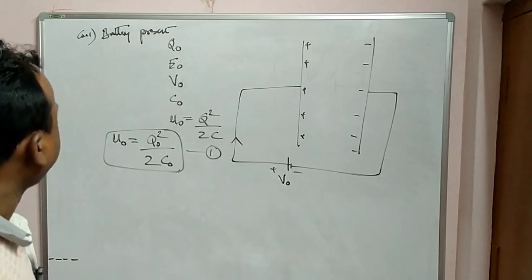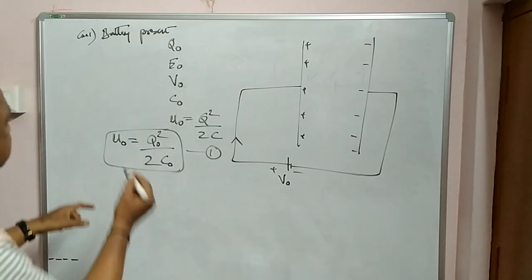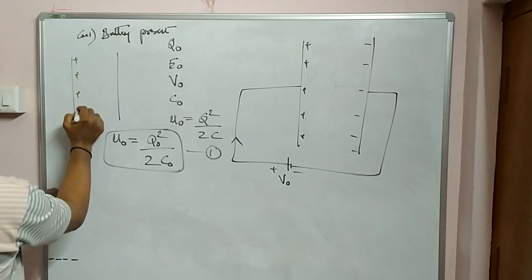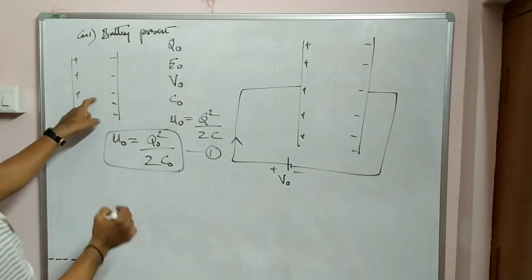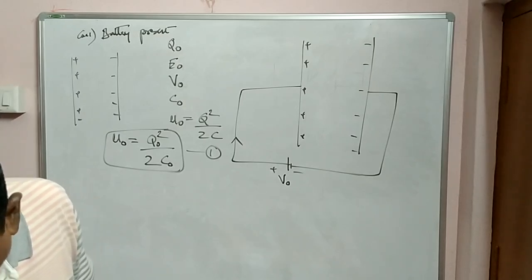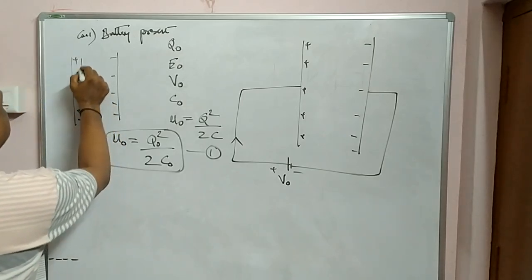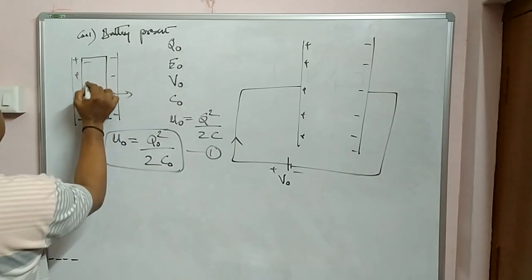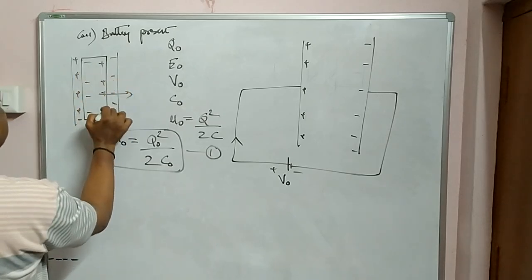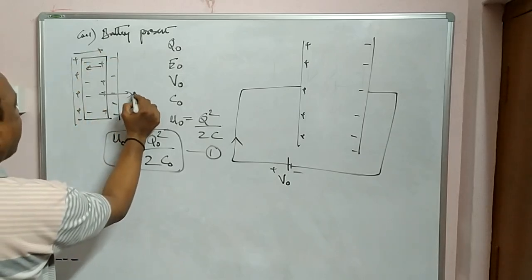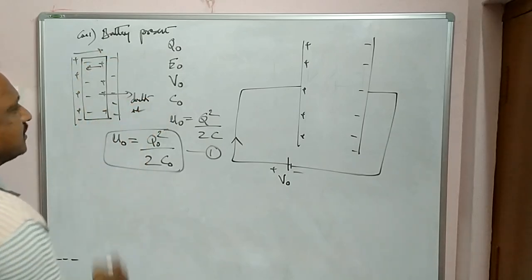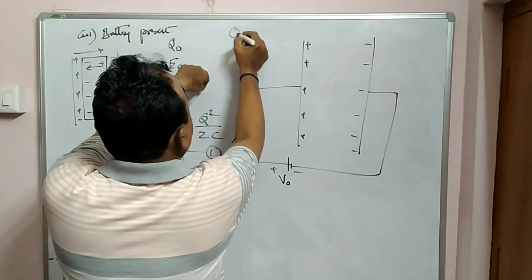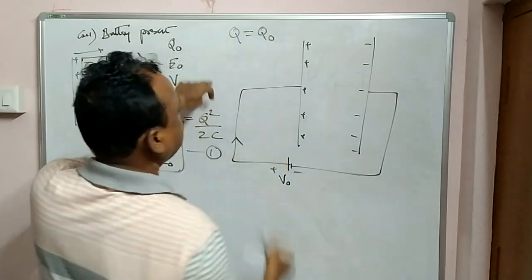Okay, equation 1. Now what we'll do is remove the battery. Can you draw the figure on this side? I'll draw here. Plus, minus. Here no battery is there, the battery is removed. Okay, and a dielectric is introduced. So when the battery is removed, the charge remains the same. Whatever charge is there, the same charge.